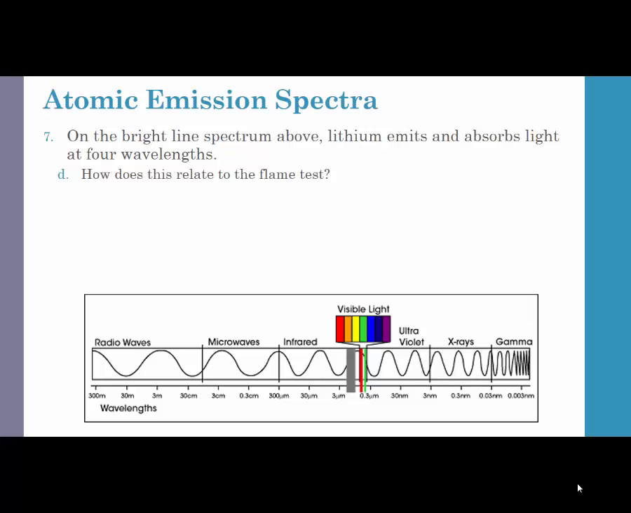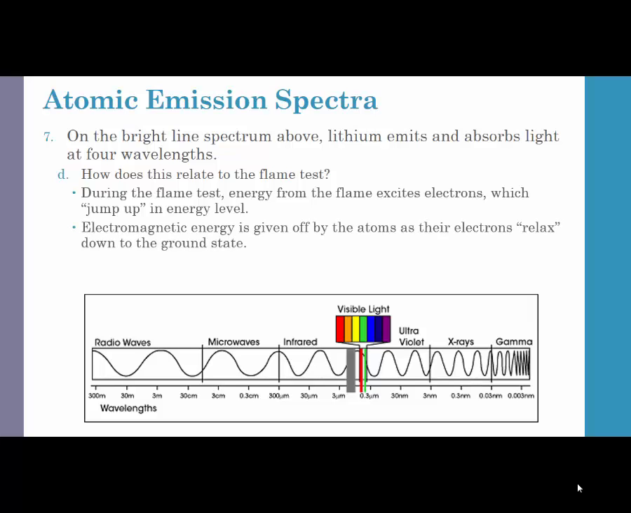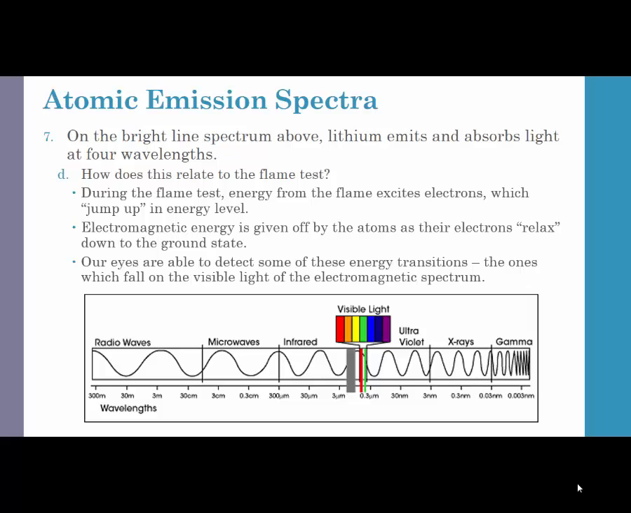How does this relate to the flame test? In the flame test, we used a flame to excite those electrons. So they jumped up in energy level. That energy would be given off by the atoms as their electrons relax down to the ground state. So our eyes were able to detect some of those energy transitions, which fall onto the visible light section of the electromagnetic spectrum. And we are able to detect this, and we could actually use this to help us identify unknown elements by matching their colors.